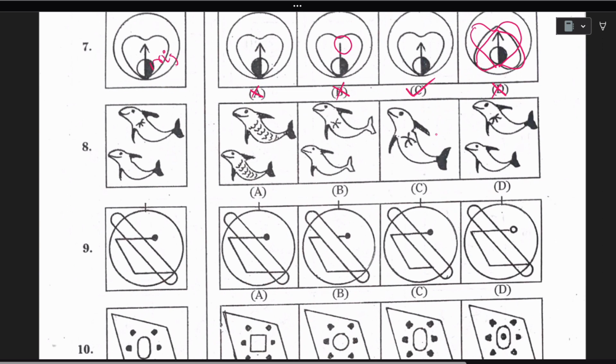And next one is, here we could see different fish. So this is the question fish and these are the options. And in C there is only one fish, so it is not at all matching. We are eliminating C. And next we will be looking at these things. Ribs are there, right?